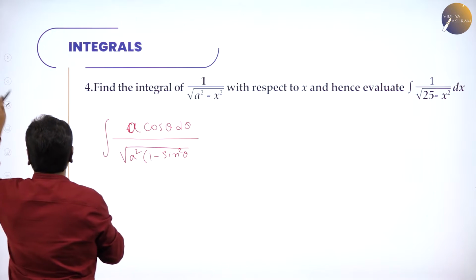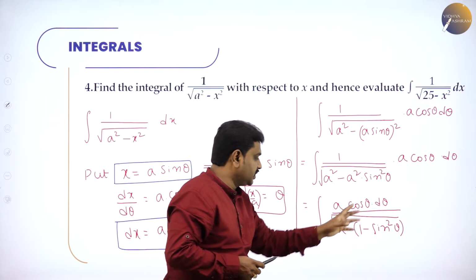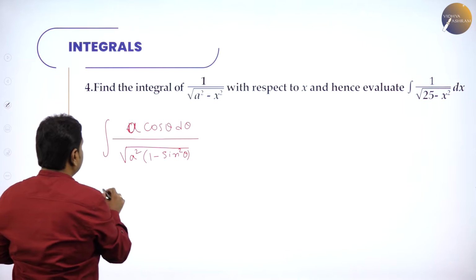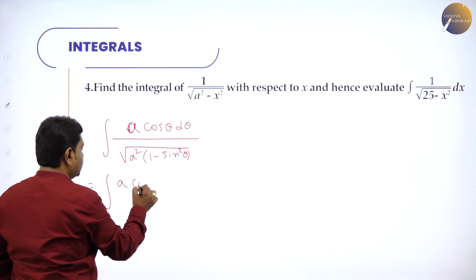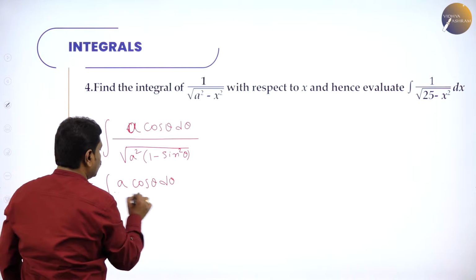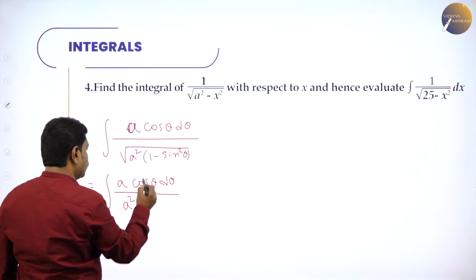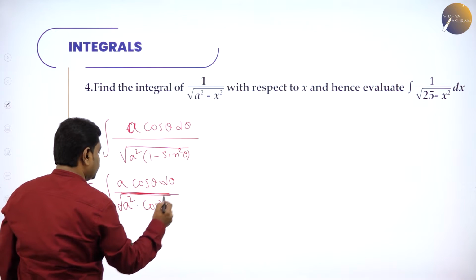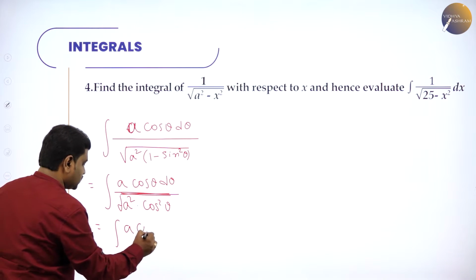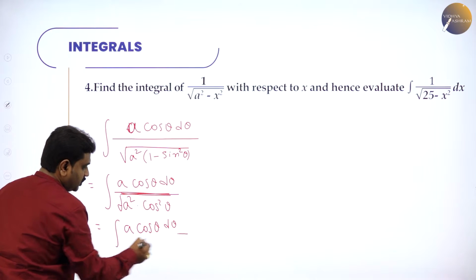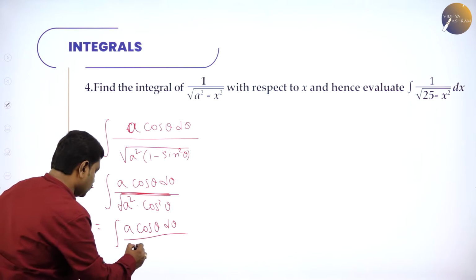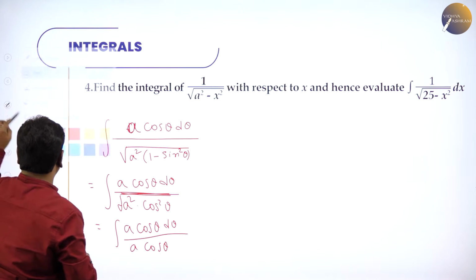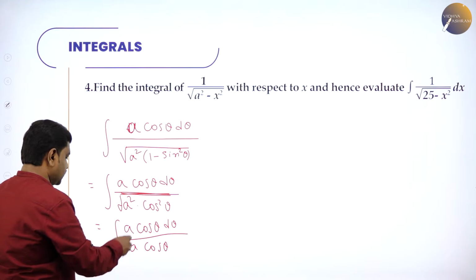Just I am writing what we got in the last slide. If you see, we have a cos theta d theta divided by a square into 1 minus sin square theta. I wrote the same, and you know that is equal to a cos theta d theta over root of a square into 1 minus sin square theta, which is what? Cos square theta under the root. All of you know root a square is a, and root cos square theta is cos theta. So now you can cancel the terms. So I can cancel a and a.